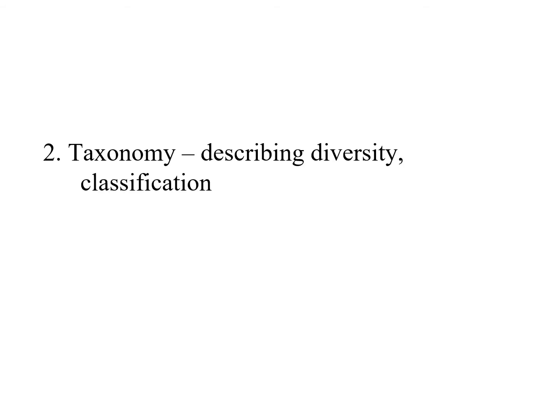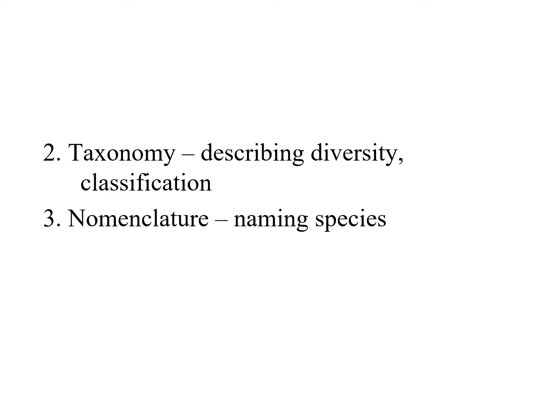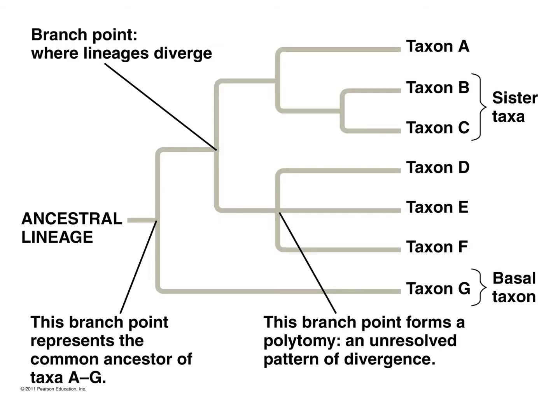So in addition to phylogeny, systematists practice taxonomy. And this is the act of describing diversity and creating classification schemes. And the third aspect is nomenclature. And that is how we craft names for species. And we'll explore that in a little bit also. So I want to focus initially here on phylogeny and on taxonomy.